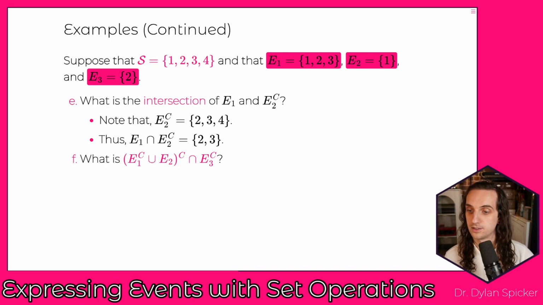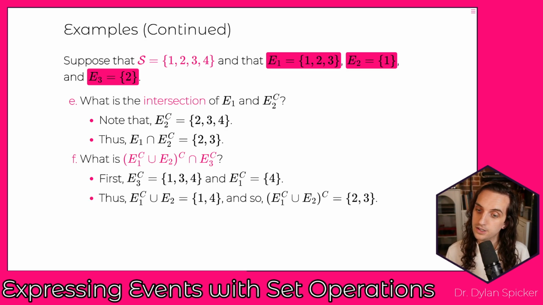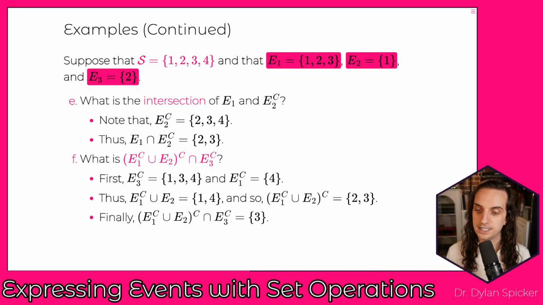Okay, and so how do we do this? Well, E3 complement is 1, 3, and 4. E1 complement is just the set 4. So if we take the union of E1 complement with E2, we get the set 1 and 4. And so the complement of that is going to be 2, 3. So then we intersect those two sets together and we just get the set 3.